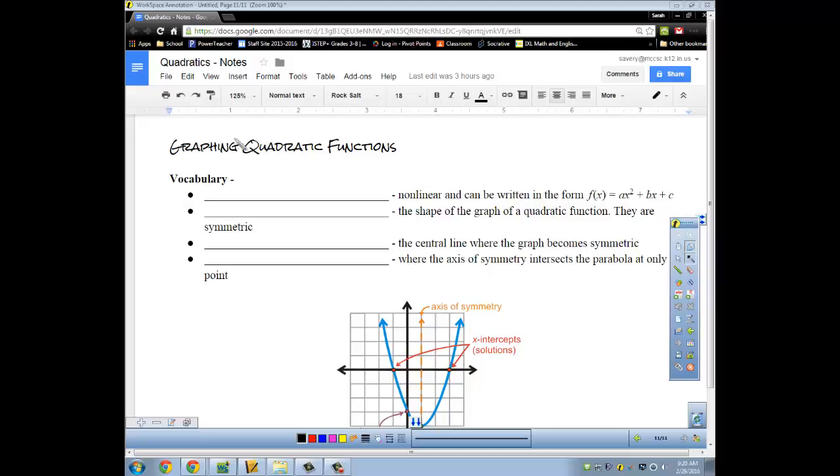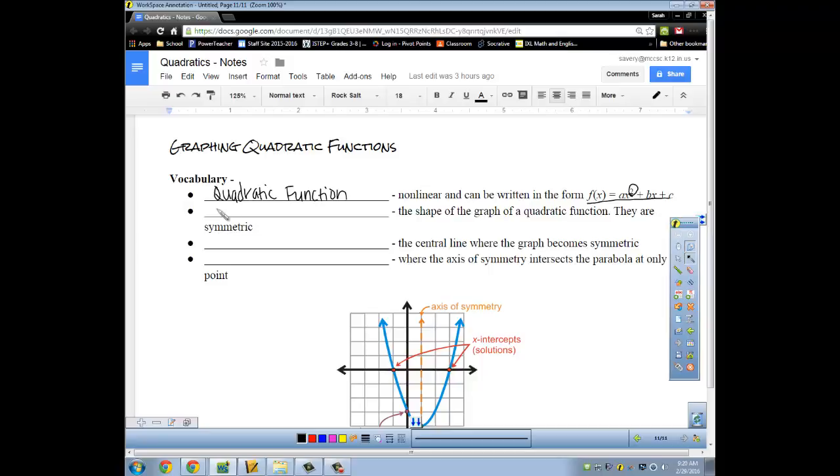First, we need to know what a quadratic function is. So that's our first blank, quadratic function. And feel free to pause this if I go too fast. A quadratic function is always nonlinear, and it's going to be in this form. So typically we will see an exponent of 2 somewhere in the problem. Sometimes some terms will be missing, that's okay. You just want to make sure that you see an exponent of 2.